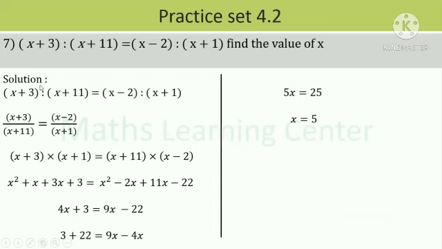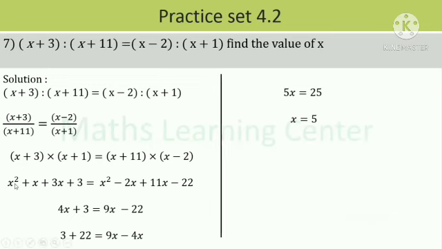Now, solution. We will write the given equation, that is x plus 3 is to x plus 11 and x minus 2 is to x plus 1. If we write in ratio format, we'll take x plus 3 upon x plus 11 equals x minus 2 upon x plus 1. Now we can do cross multiplication, so x plus 3 into x plus 1 and x plus 11 into x minus 2. After cross multiplication, here is a binomial into binomial, which we can solve by the splitting method.